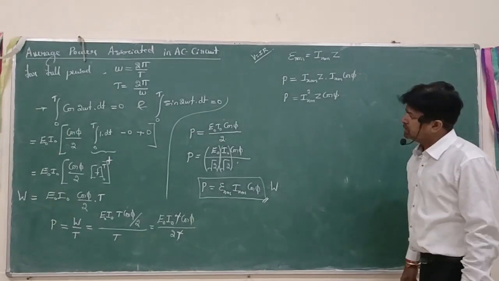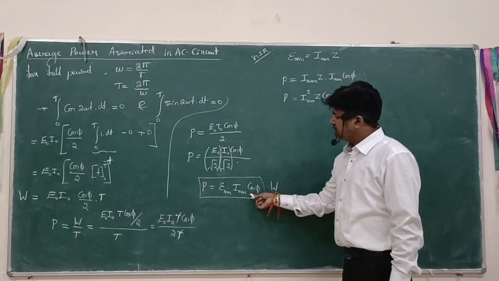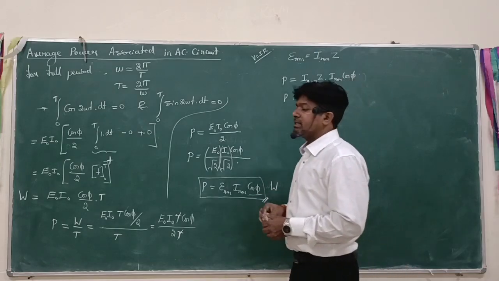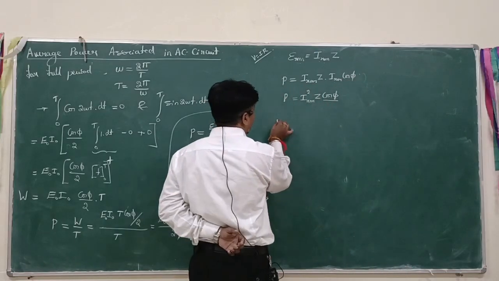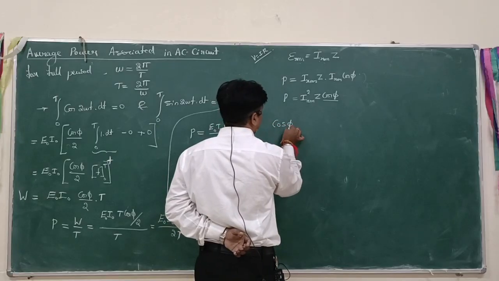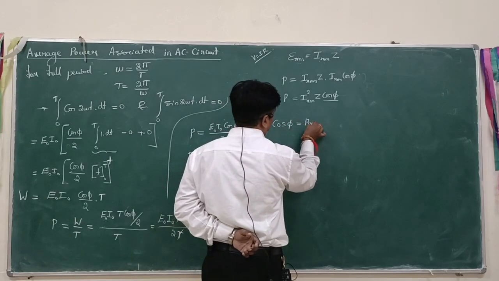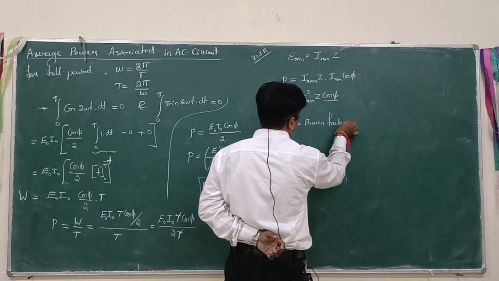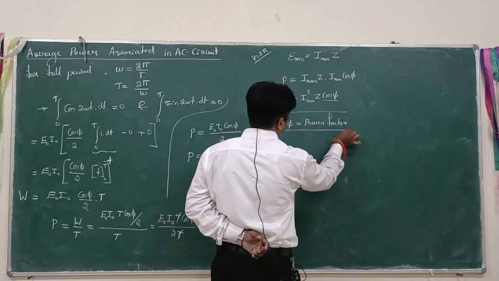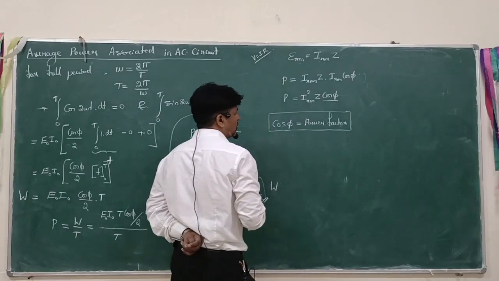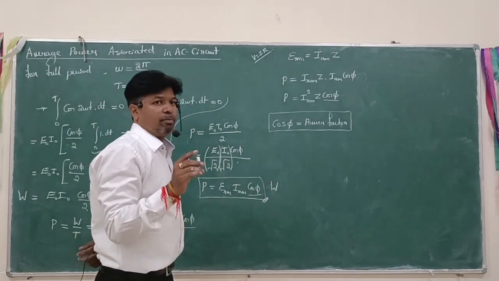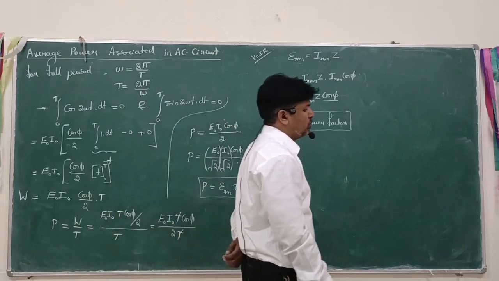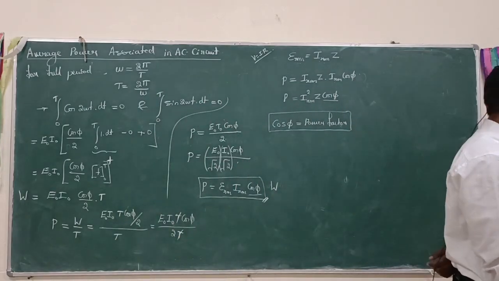So just observe this power expression. The power depends on this cos phi. What does cos phi stand for? That we call the power factor. Power factor is equal to cos phi. Cos phi is the power factor in an AC circuit. Phi is the angle between voltage and current.